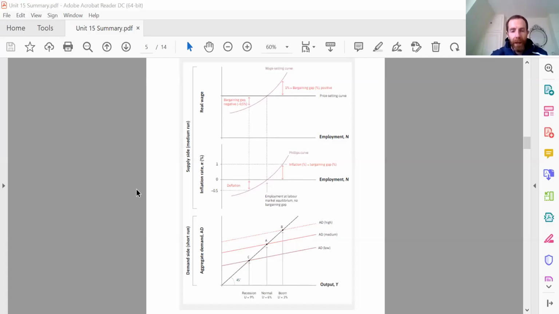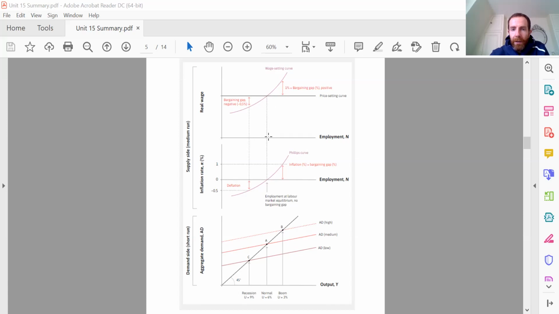Okay, so just picking back up, what we're now going to do is bring into this story this thing called the Phillips curve. So in the middle diagram here, you see the Phillips curve. And what it shows us is there is a trade-off between inflation and unemployment. And well, why is that the case? Well, it follows quite naturally from the previous explanation.